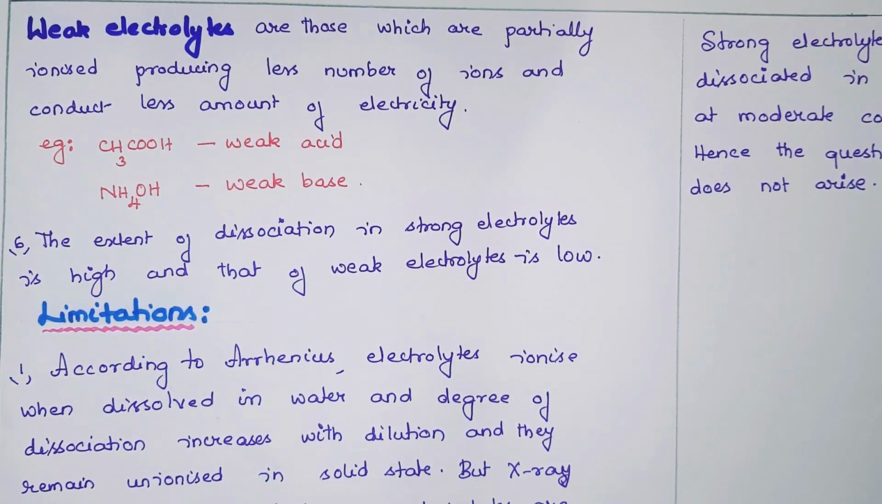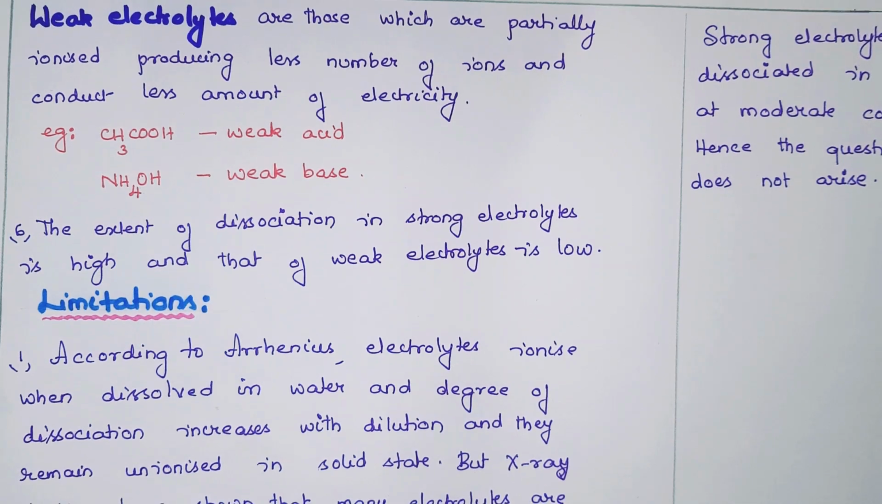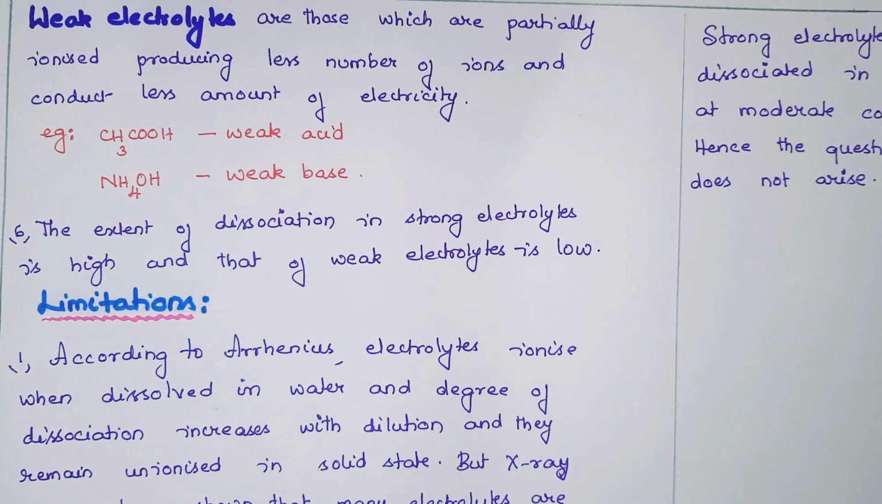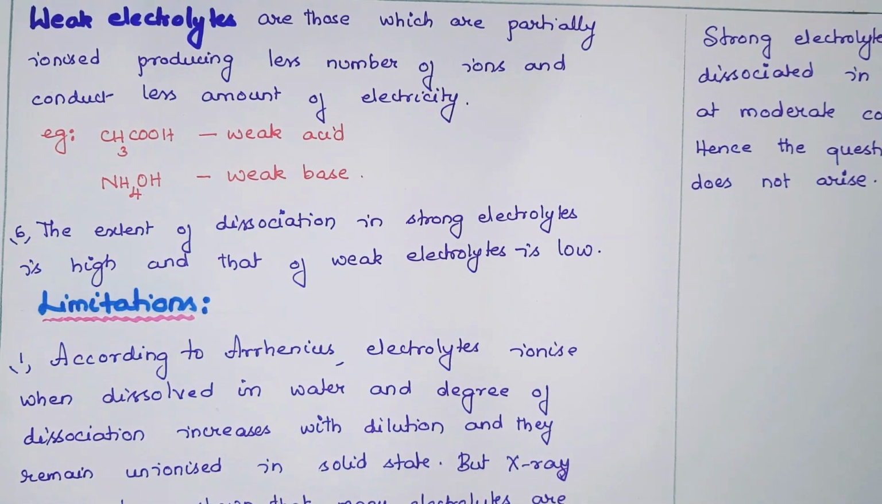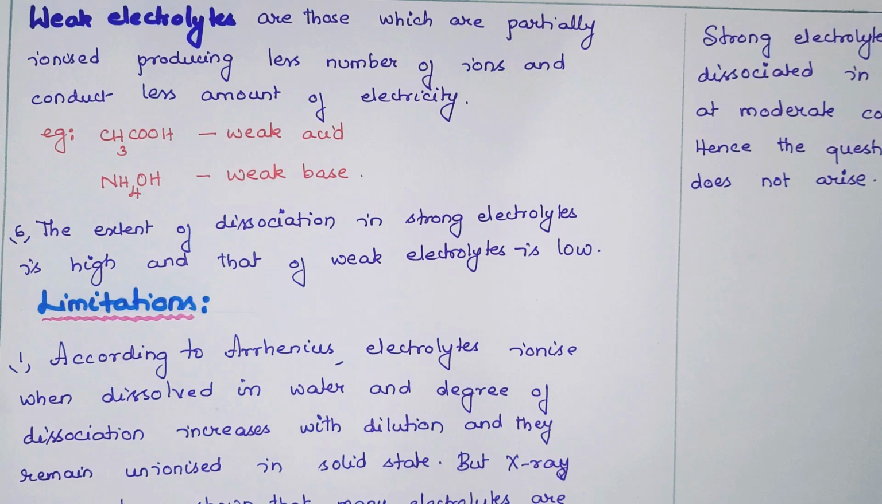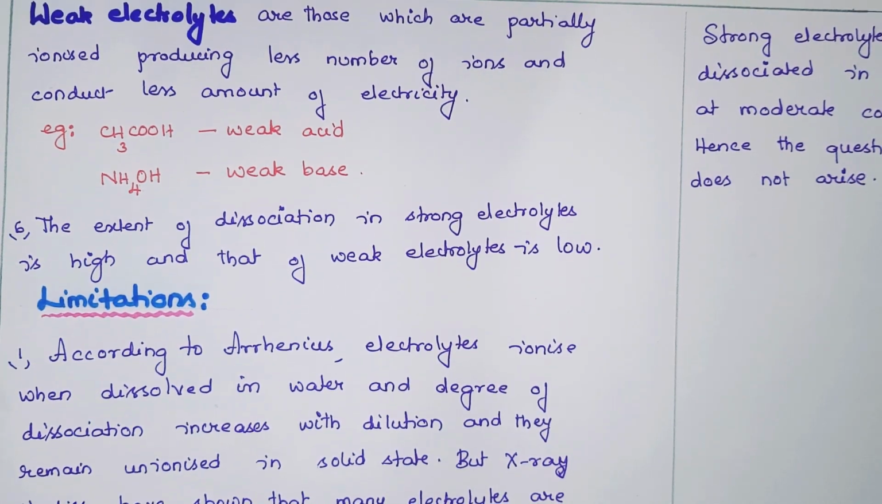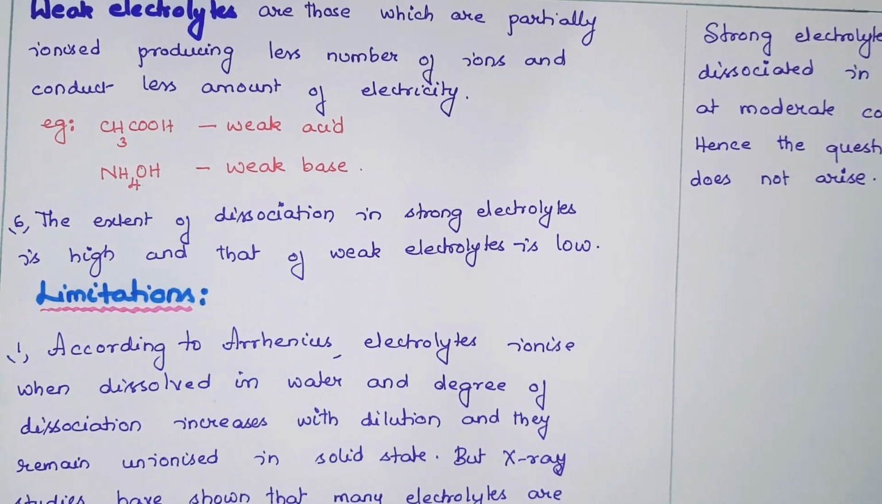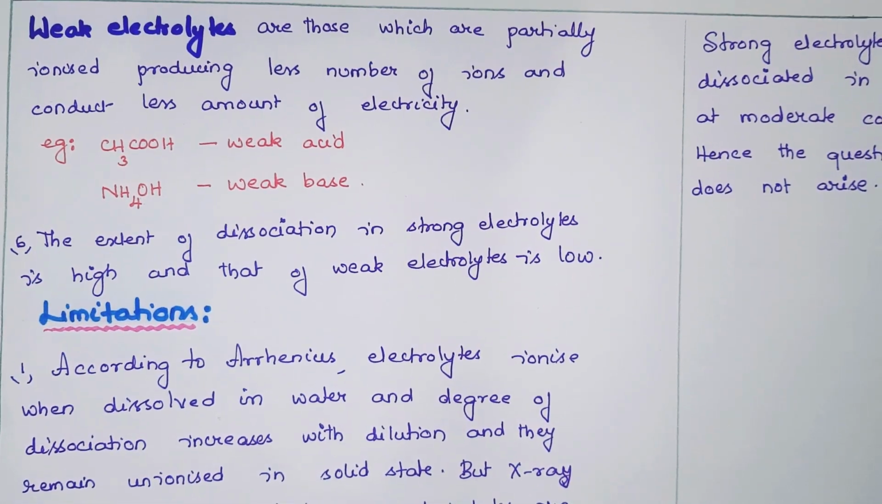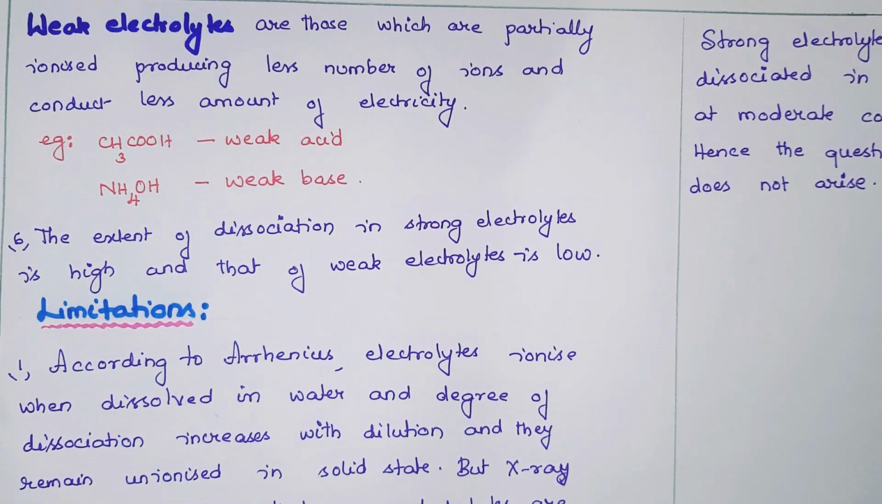Next, coming to the sixth point: the extent of dissociation in strong electrolytes is high and that of weak electrolytes is low. Based on the definitions of strong and weak electrolytes, we can state this sixth point, students. The extent of dissociation in strong electrolytes, you can say, is high, and in weak electrolytes it is low. So these are the 6 points under the Arrhenius theory of electrolytic dissociation, students. Hope you understood.